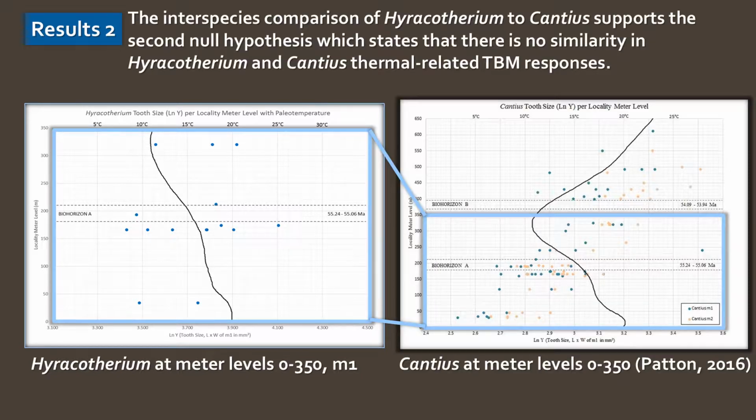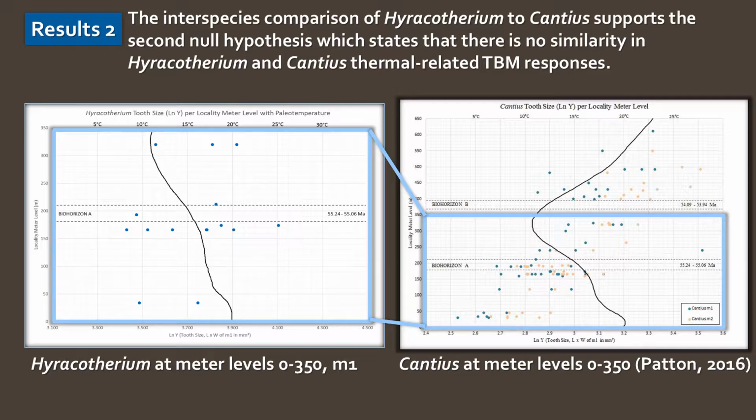Here are the two graphs compared against each other. On the left is the initial results of Heracotherium at Cantius levels, and on the right is the graphed Cantius results from the pilot study. The blue box on the Cantius graph indicates 350 meters of data. This is because this particular Heracotherium sample was limited to that same 350 meters.